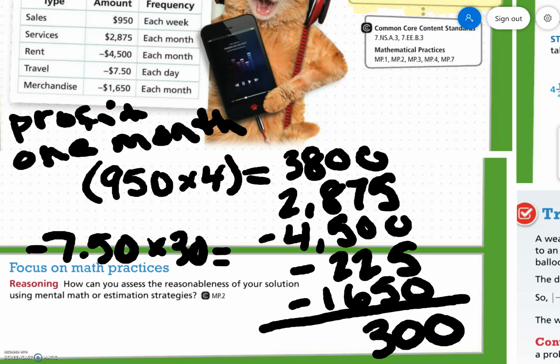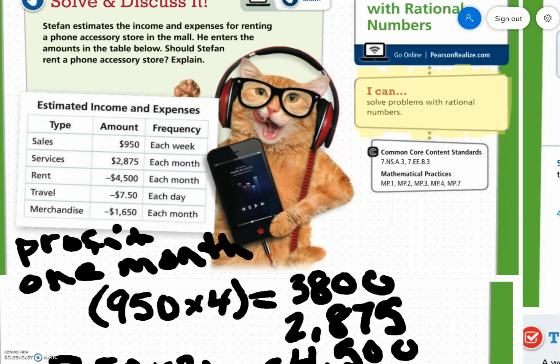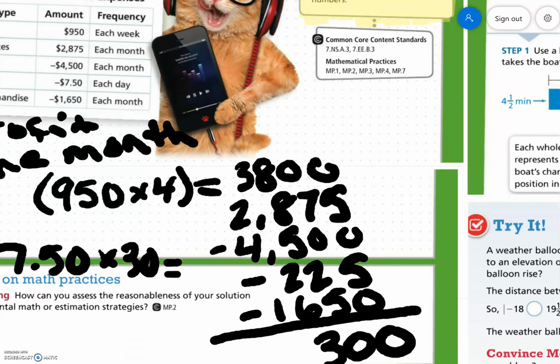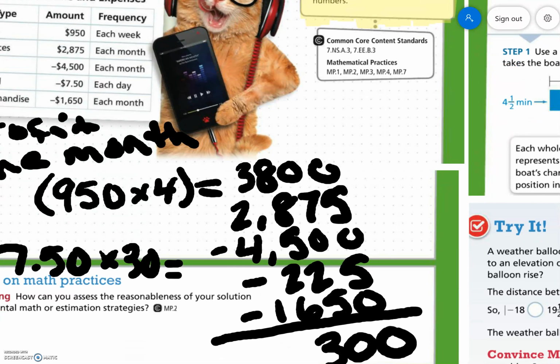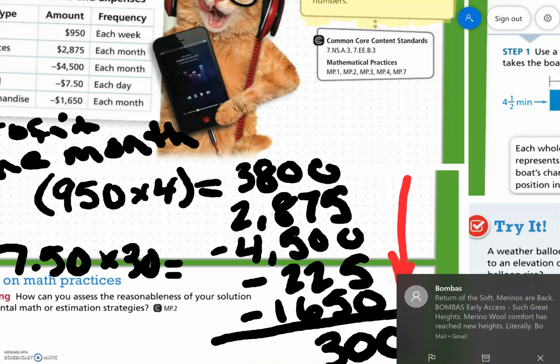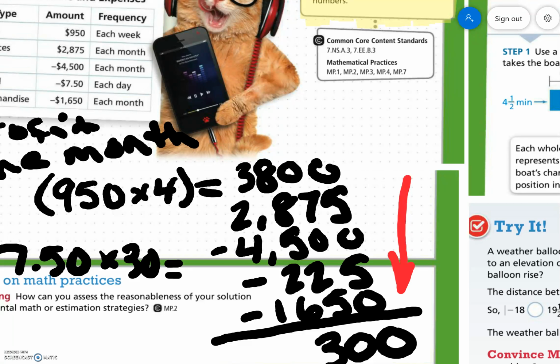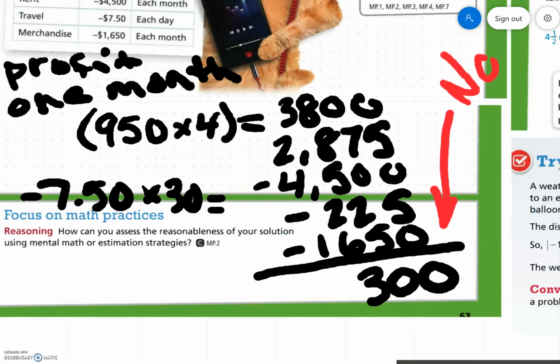So if he makes a profit of $300 a month, do we really think he should open this store? I mean, is $300 a month enough to live off of? That's your opinion. I say no. Not enough to live off of.